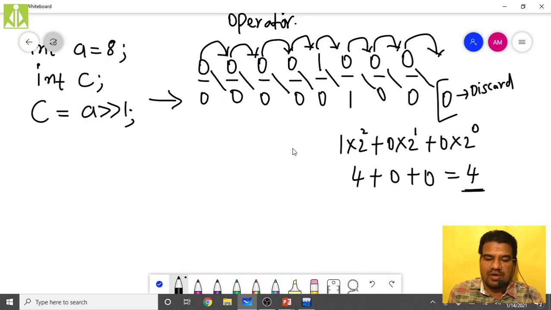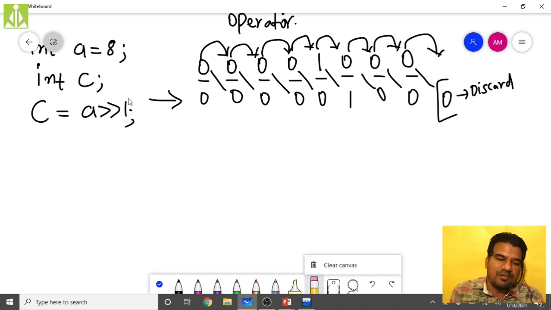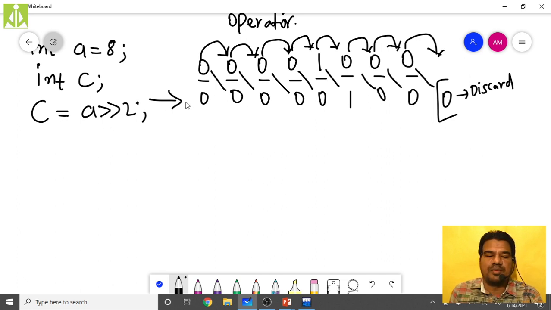Perform the right shift one more time. So what do I have to do? Simply delete this and write down the bits as they are, whatever we got. Here, how many times are we performing? We are performing 2 times, so I will write that 2 over here. Twice you perform the shift operation.